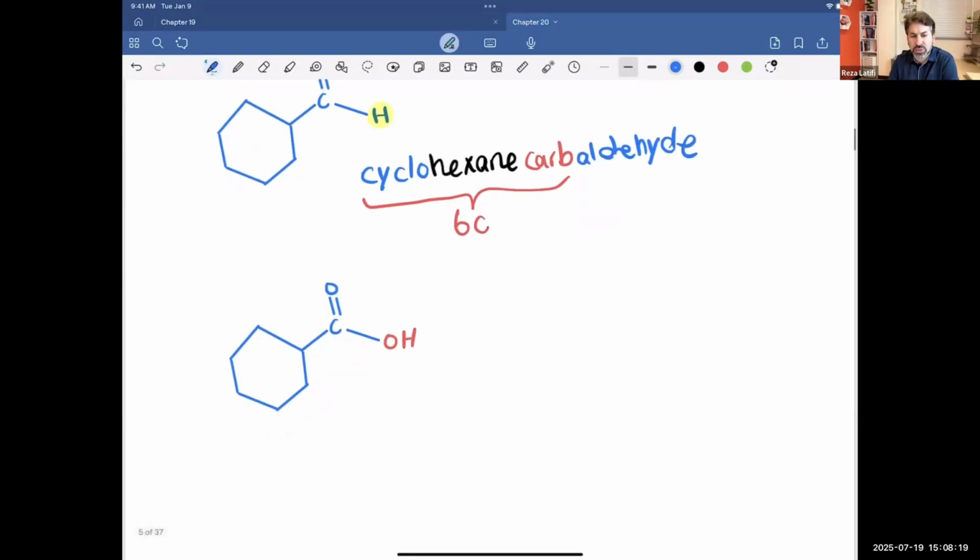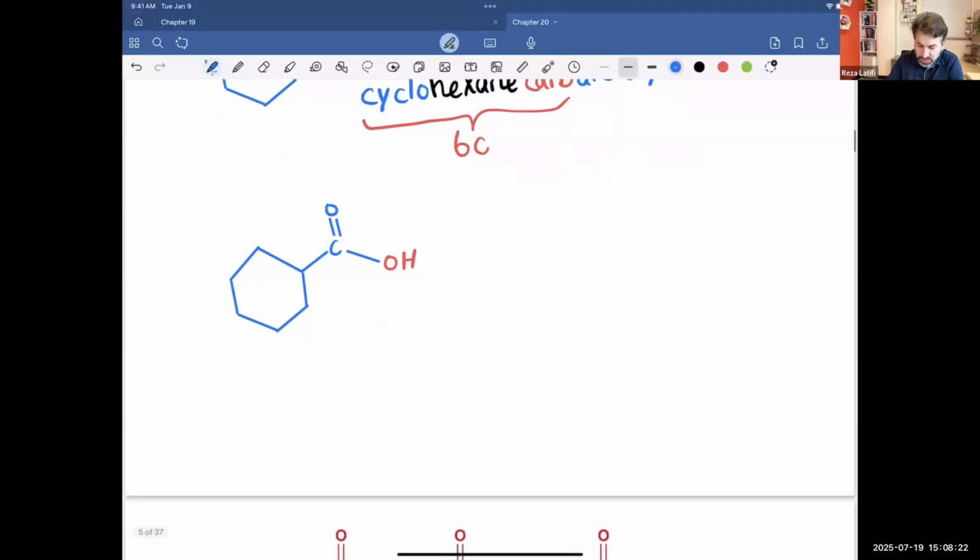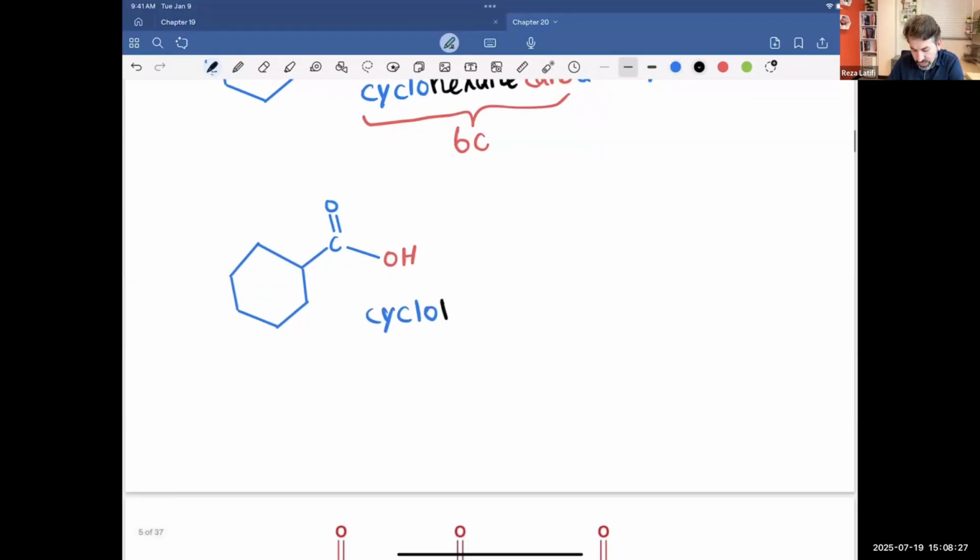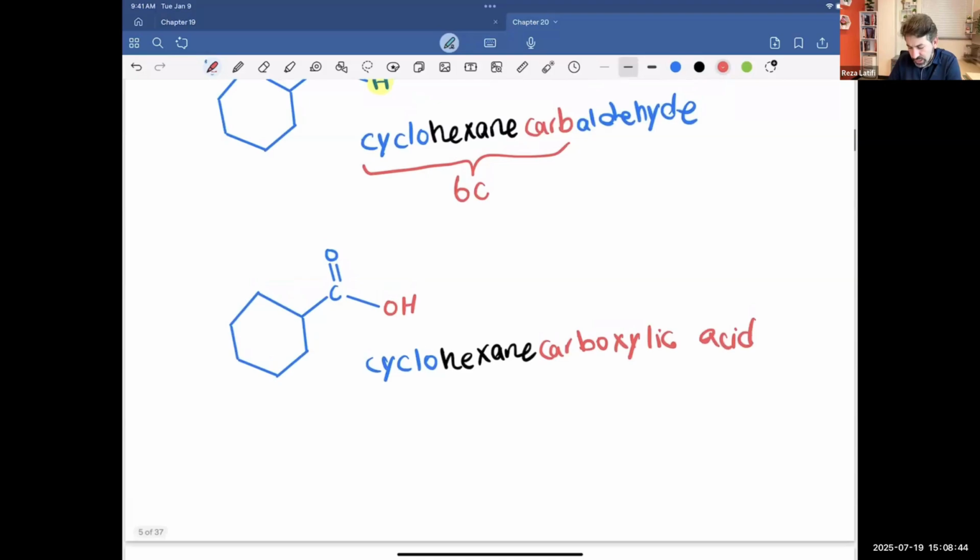For carboxylic acid, you can do the same thing, and this time you're going to say I'm dealing with a cyclic compound, so it will be cyclohexane, and then you will say I'm dealing with a carboxylic functional group, so I have carboxylic acid. Okay, so as you see, this part was added. So I have cyclohexane carb that stands for 6 carbons, and then I added oic acid to say that I have a COOH functional group.